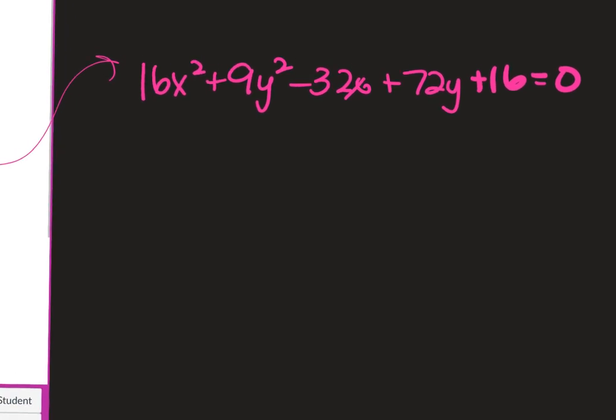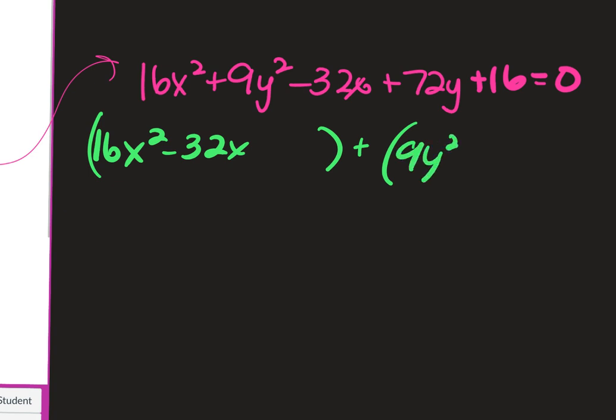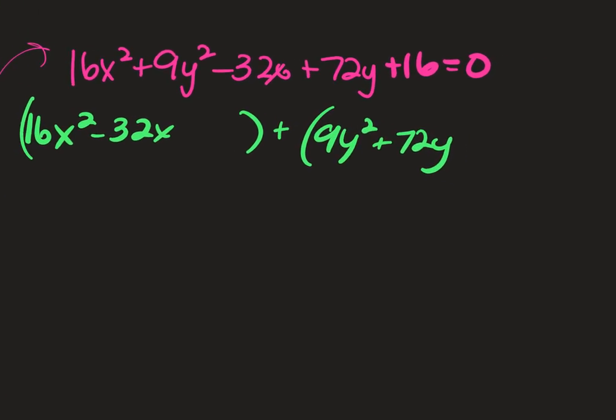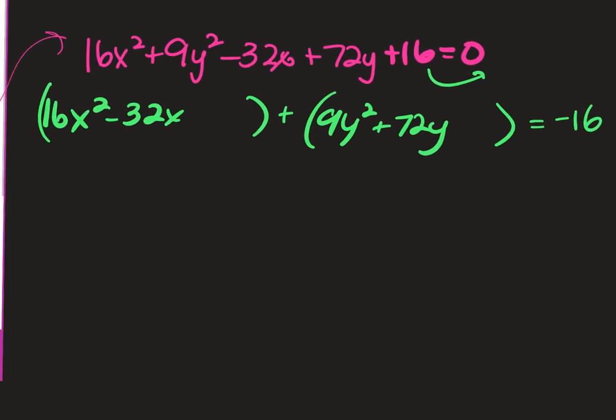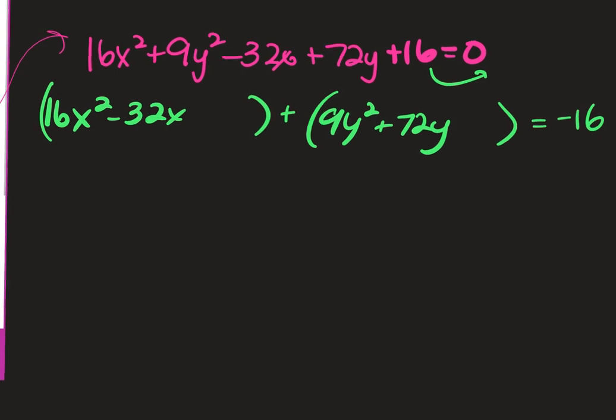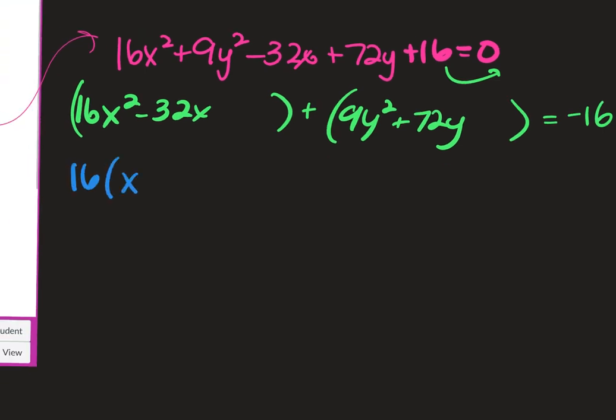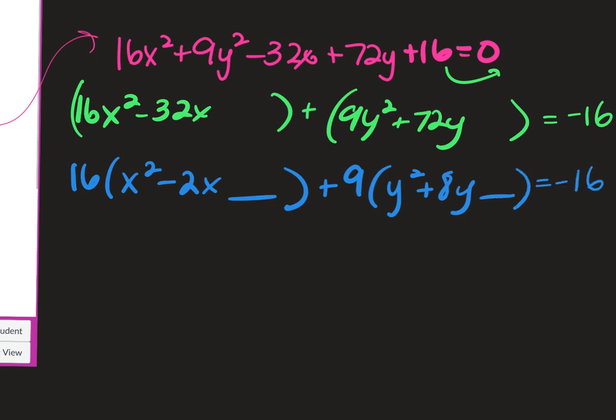I have to group together the x squareds and the x's and the y squareds and the y's. So 16x squared minus 32x is going to go together plus 9y squared plus 72y, leave my space, equals, I'm bumping the 16 to the other side. Then anything that is in front of a squared term has to get factored out. So I'm going to take out my 16, and I'm going to get x squared minus 2x, leave my space. Plus, I'm going to take out the 9, y squared plus 8y, leave the space, equals negative 16.